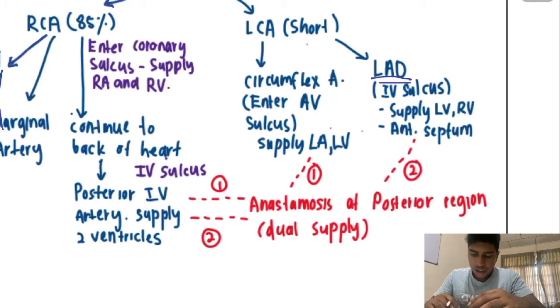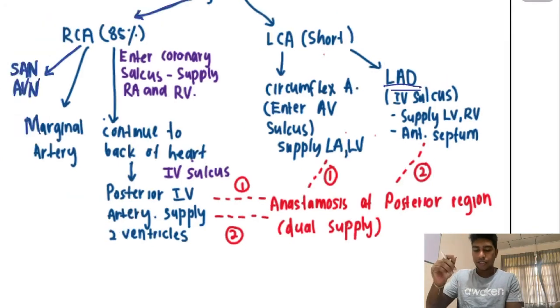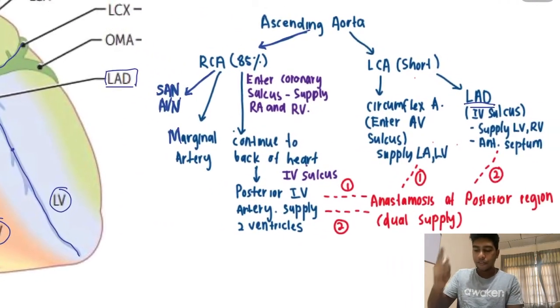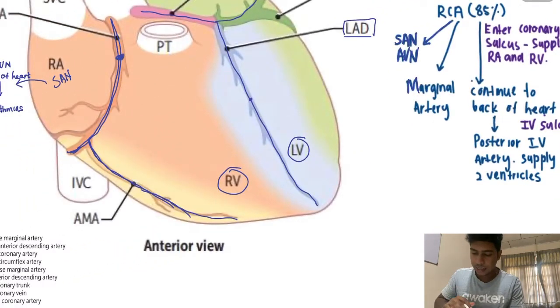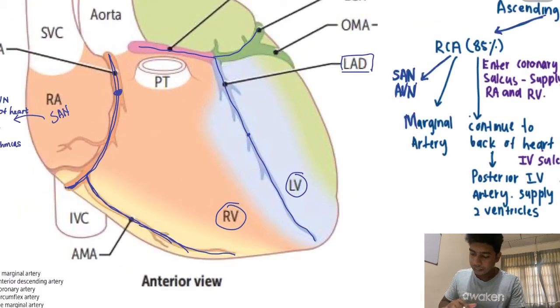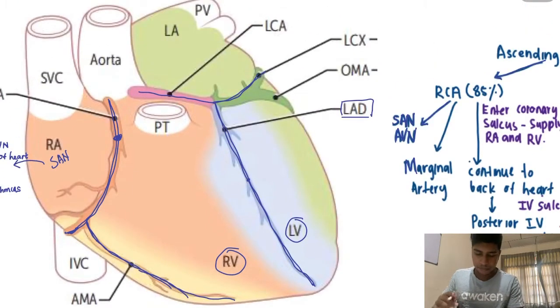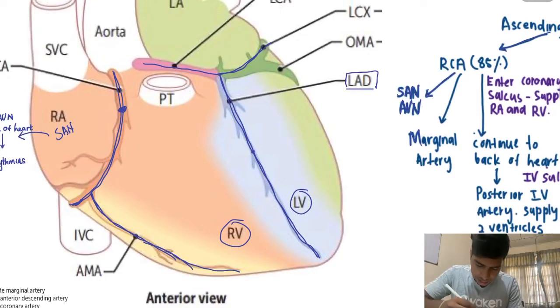So the left coronary artery, it's a short artery that divides almost immediately to form the circumflex artery that supplies the left atrium and the left ventricle. And this is the most important one, the left anterior descending, that supplies the left ventricle, the right ventricle, and the anterior septum. Left anterior descending, left circumflex artery. This is the marginal artery, anterior marginal artery.